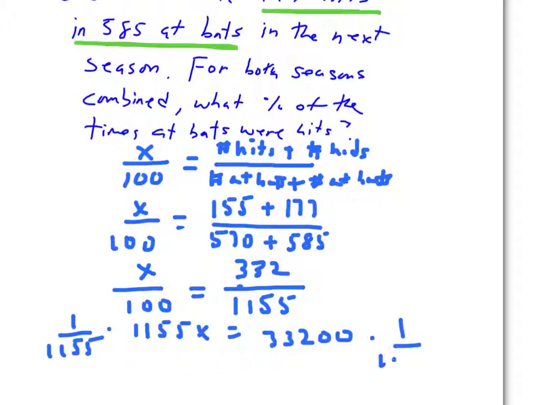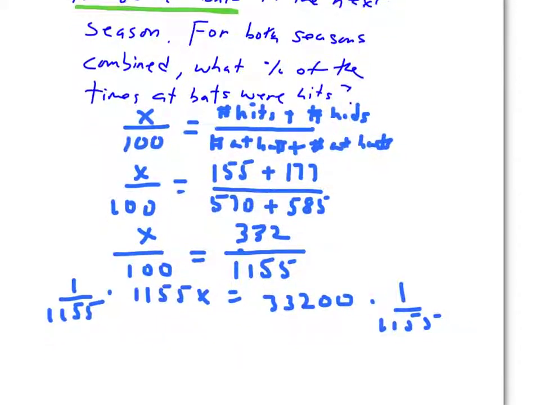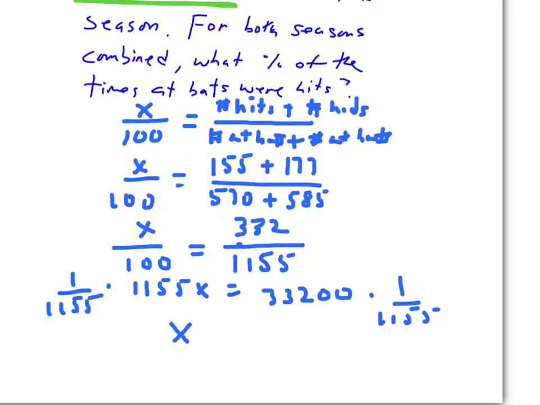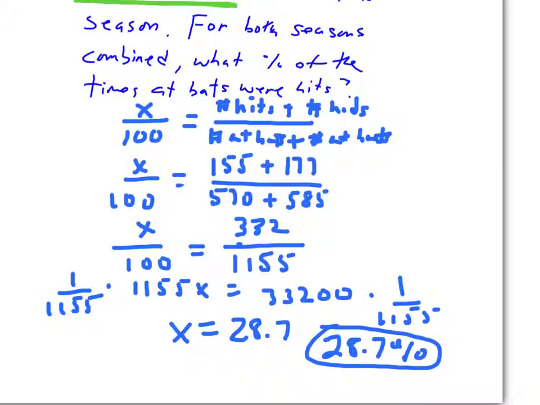And multiply by 1 over 1155 times 1 over 1155, and we get that x equals, actually x equals 28.7. So in baseball, they actually do it out of 1,000, so 28.7 would be the percentage there. Okay, and that's the end of the lesson.